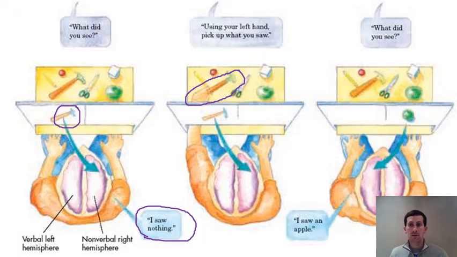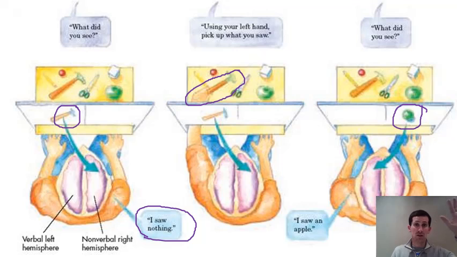And then, if we present a different image, the apple, to his right visual field, that's processed in the left side of your brain, which is in charge of language, so they say, I saw an apple. And that's what all the experiments were trying to show: that if something's presented in the right side, you could always verbally answer it.